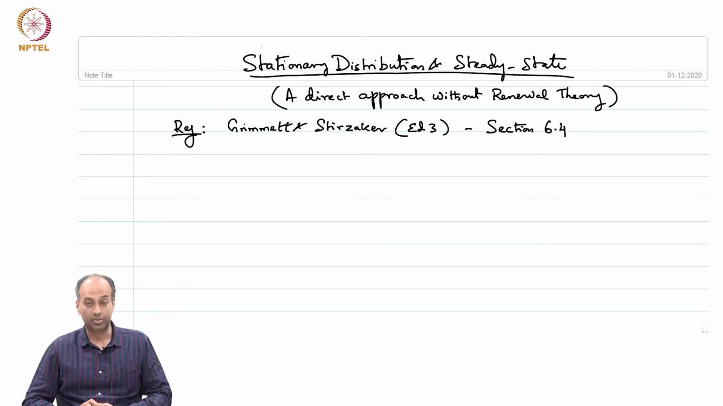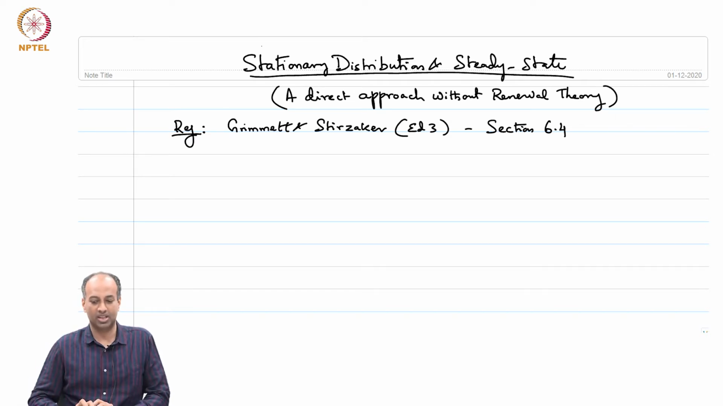Now, what we have done so far is perfectly valid. However, it makes heavy use of renewal theory. One might argue: is renewal theory really required? We have studied renewal theory, but you may argue, hey, I don't know any renewal theory. Can you help me learn Markov chains?